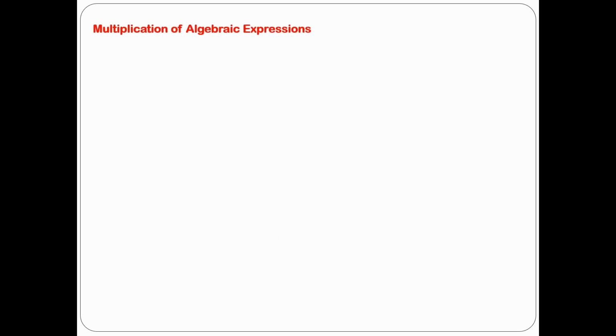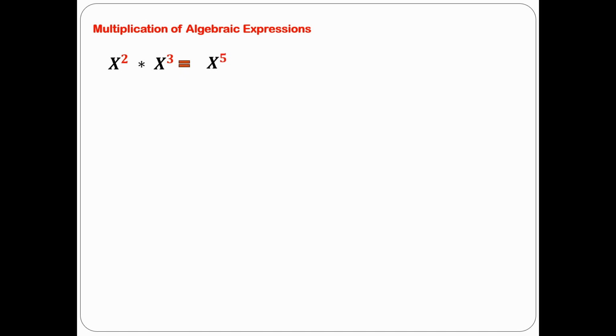Now let's talk about multiplication of algebraic expressions. Now we are going to multiply two monomials. Let's say we have x squared times x cubed. When we multiply two monomials with a common base, in this case x, what you need to do is just add the exponents of the two monomials. In this case, we will add 2 and 3. So the answer is x to the fifth.